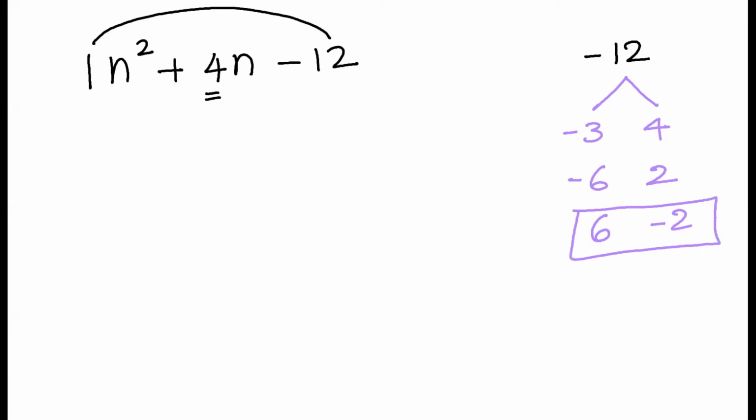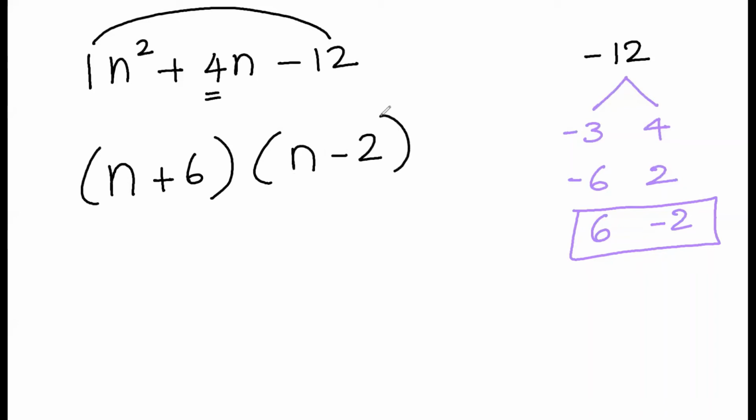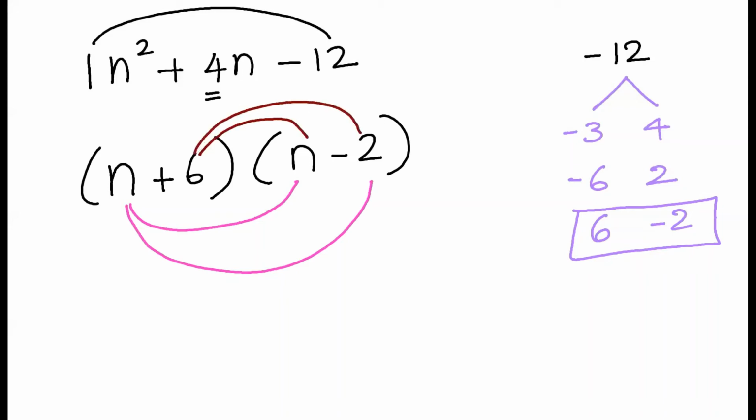So now I can write my factors. So this can be written as n plus 6 times n minus 2. Let's check. I'm going to multiply n times n and n times -2. 6 times n and 6 times -2. Let's go ahead and multiply.